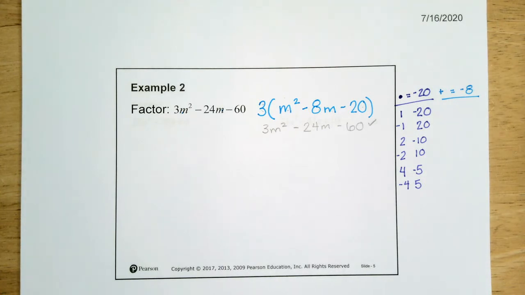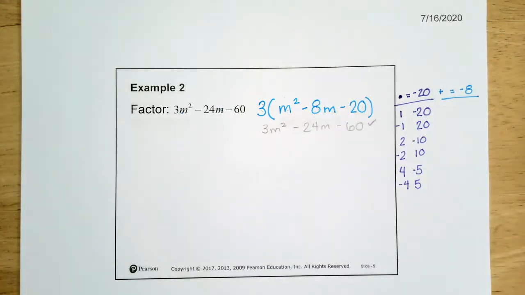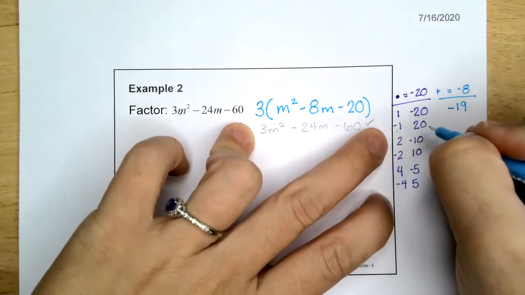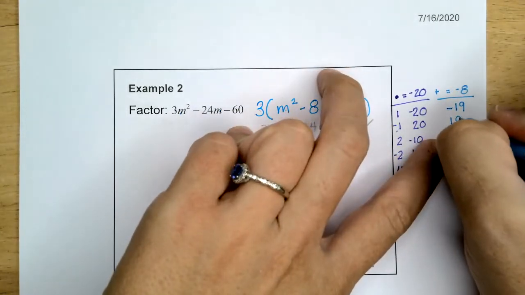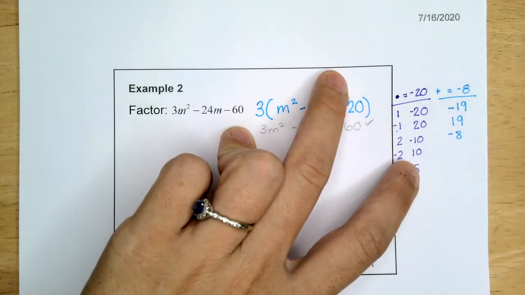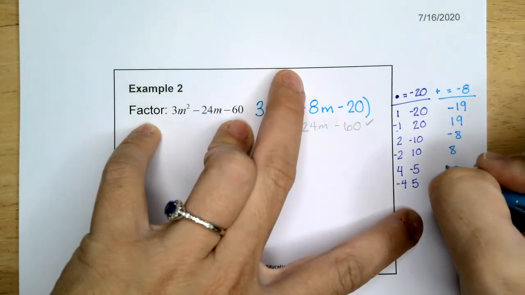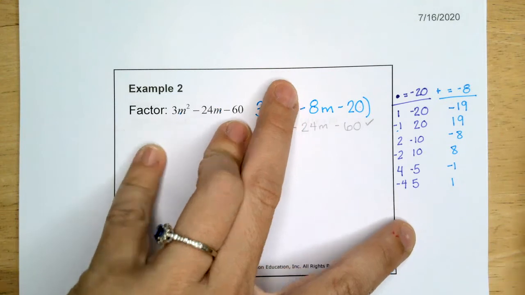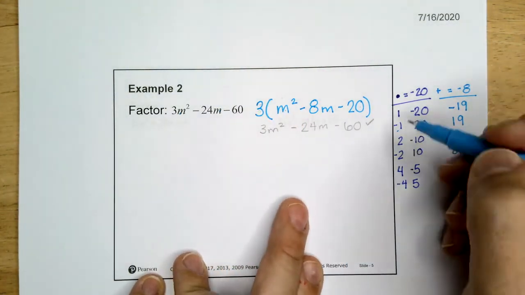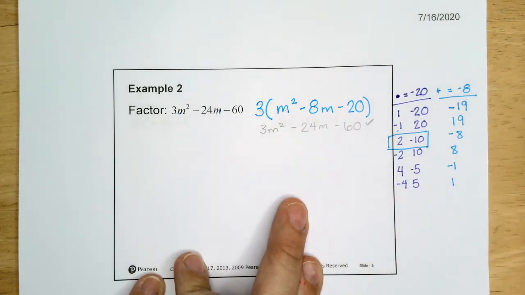So each of these will give me a different sum, right? 1 minus 20 is negative 19. Negative 1 and 20 give me positive 19. 2 minus 10 gives me negative 8. Oh, good. That's the one I wanted. There we go. This one gives me positive 8. This one gives me negative 1. This one gives me positive 1. So I wanted negative 8. So that means I'm going to choose 2 and negative 10 as my factors.